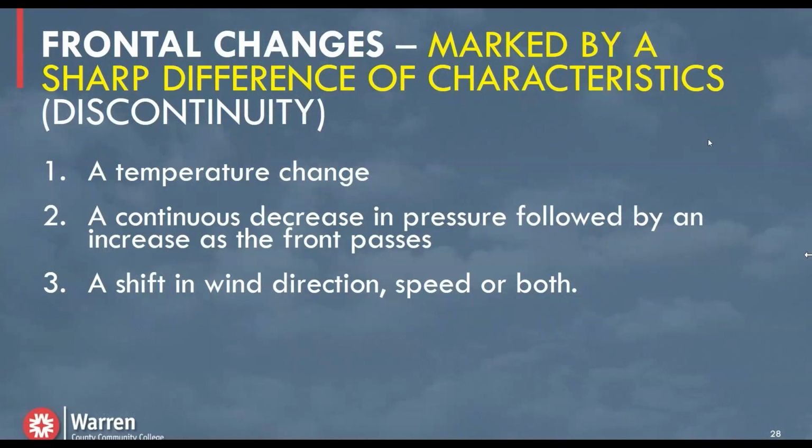Frontal changes are marked by sharp difference of characteristics, and the fancy term for that is discontinuity. Okay, so what is it that makes a frontal change? When there's a front coming in, there will be a temperature change, okay? Because obviously it's warm air versus cold air one way or another. So you're going to see a change in temperature as the front moves through. A continuous decrease in pressure followed by an increase as the front passes. So that's what they mean by low pressure, high pressure. And you're going to see a shift in wind direction, wind speed, or both direction and speed.